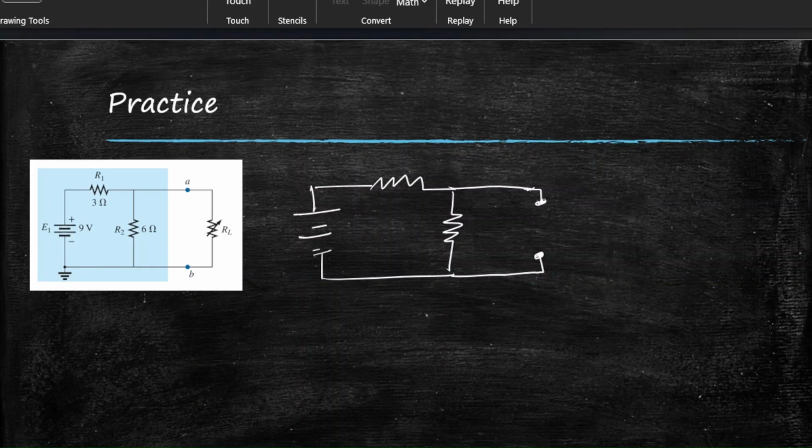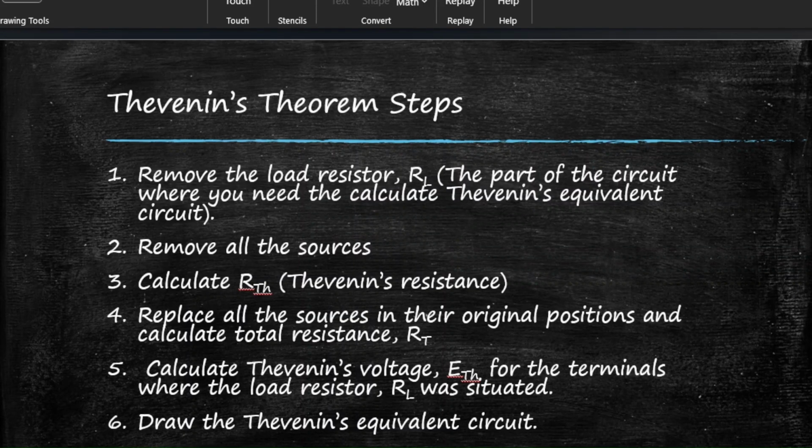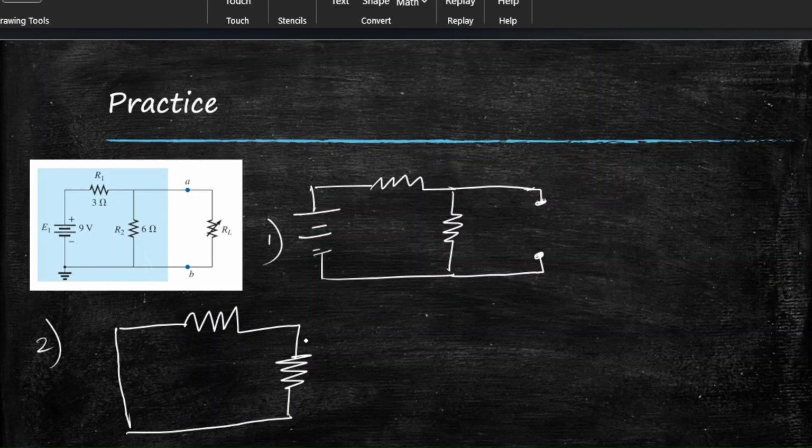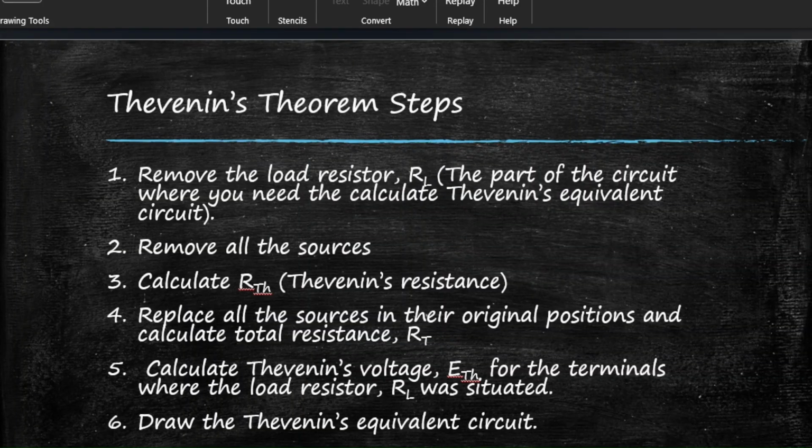Now step 2 is to remove all the sources. So let's redraw this again. Let's write this step 1. Now step 2 will be to remove all the sources. There's only one source in this circuit, the voltage source. So it'll become a short circuit. Okay, and then an open circuit as it was. Okay, so now step 3 is to calculate the Thevenin's resistance RTH.